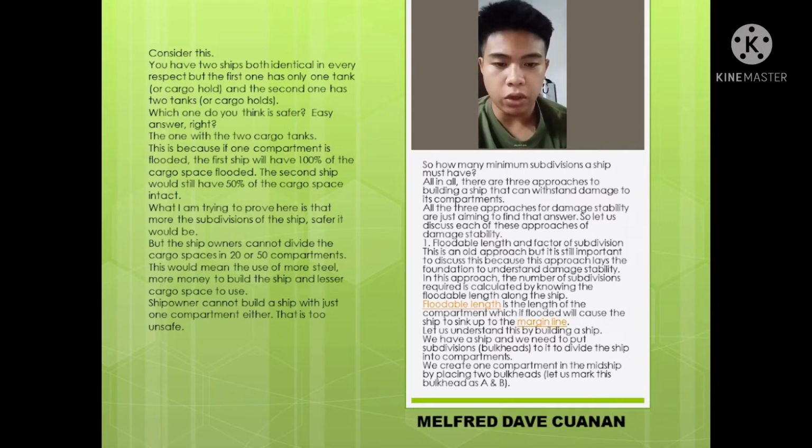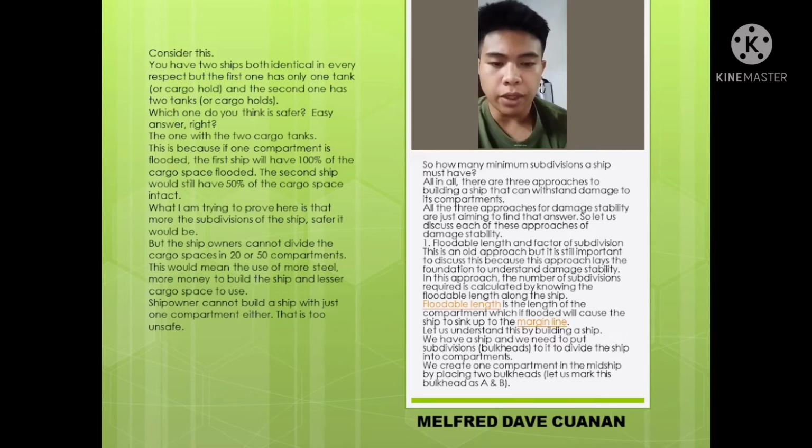This is an old approach, but it is still important to discuss because it lays the foundation to understand damage stability. In this approach, the number of subdivisions required is calculated by knowing the floodable length along the ship. Floodable length is the length of the compartment which, if flooded, will cause the ship to sink up to the margin line. Let us understand this by building a ship.